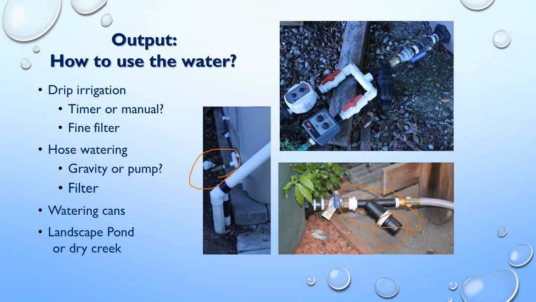And if you want to run your water into a landscape pond or a dry creek bed, you can, and you really don't need as much filtration. You just use a larger hose or a larger pipe to set that up, and you can run it out. And the main thing is it's really great to be able to use that water a little bit later when it's not during a rain event to get that water into your garden.